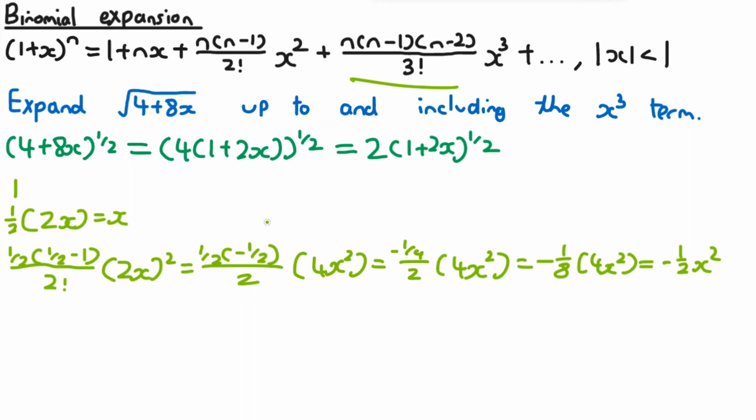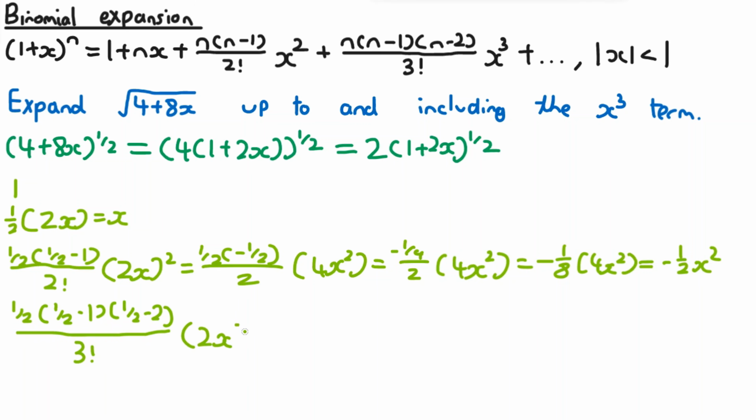And then the third term is going to be half, then half minus 1, half minus 2 over 3 factorial, and then it's going to be 2x to the power of 3. And then if you just put this into your calculator, it gives out half x cubed. So therefore, this binomial expansion is going to be, so this 2 here is still at the front, and then this expansion is going to be these terms added together. So 1 plus x minus a half x squared plus a half x cubed.